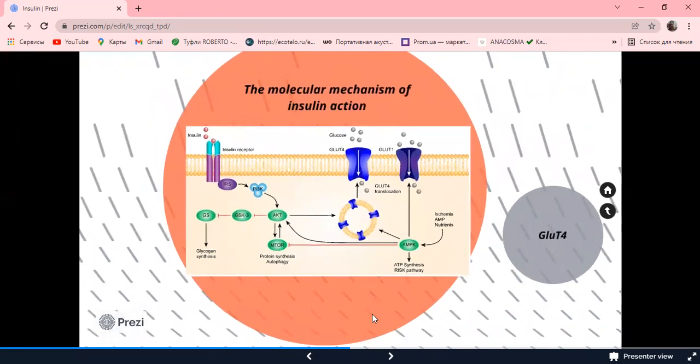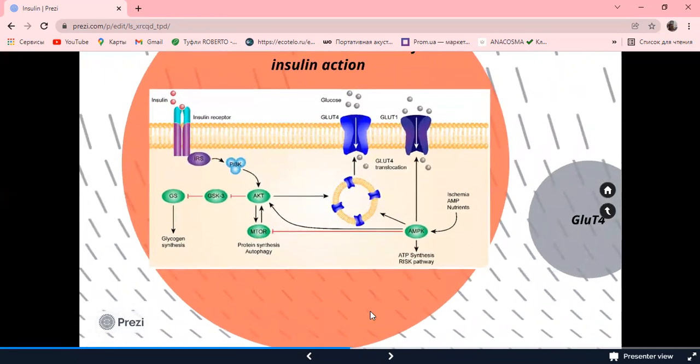Insulin decreases glucose concentration because insulin activates two processes. The first process is glucose transport and glucose utilization. You should remember two keywords: transport and utilization. Insulin decreases glucose concentration in blood because insulin can stimulate the transport and utilization of glucose.